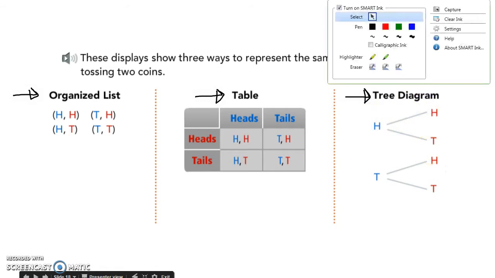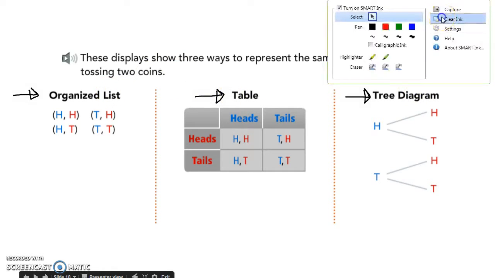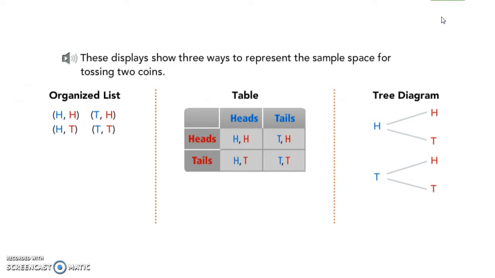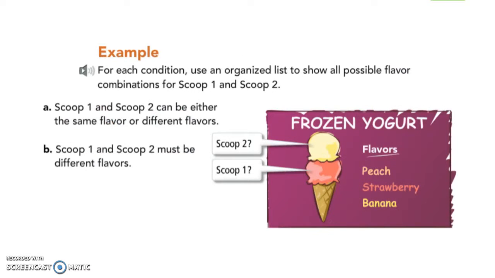Okay, so make sure you have written down organized list, table, tree diagram, and then you're going to do these examples with me as I do them on the board. I need you to work them in your notebook so that you have an example of each. So here again we see, I just talked about this, heads and then tails, heads and then heads, tails and then tails, tails and then heads. Those are the different ways you could get it.